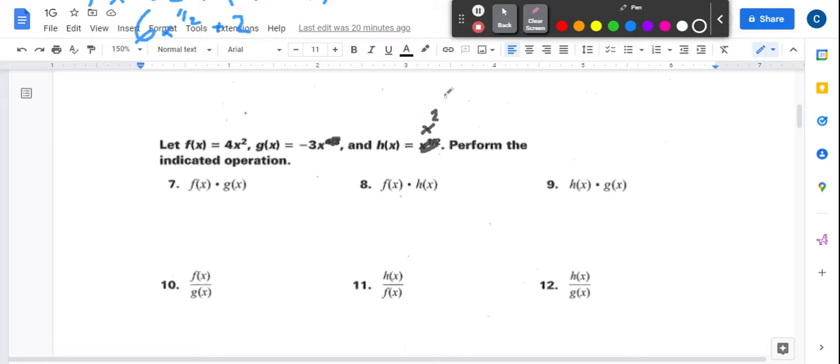We haven't really talked a whole lot about performing the operation. We're either going to multiply or divide. Should be pretty straightforward. So let me do one multiplication, one division. So f of x times g of x. So f of x is 4x squared. g of x, again, I changed it to negative 3x. So we're going to multiply those right there. So negative 4 times negative 3 is negative 12. x squared times x is x to the 3rd power.